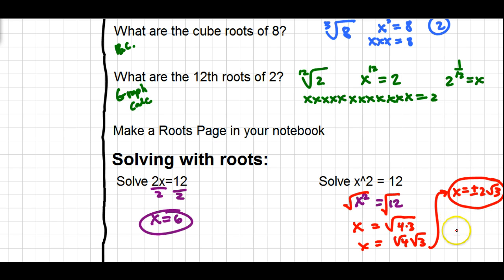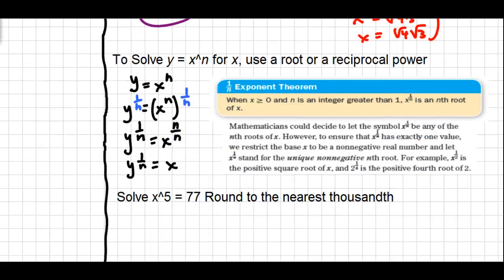So what we're going to transition to today is trying to get that answer by doing a fraction answer instead of using the radical symbol. So that's what we're going to learn how to do next. So when you're solving x to the n, rather than using a root, I want you to try to use, from now on, a reciprocal power. And here's what it looks like.